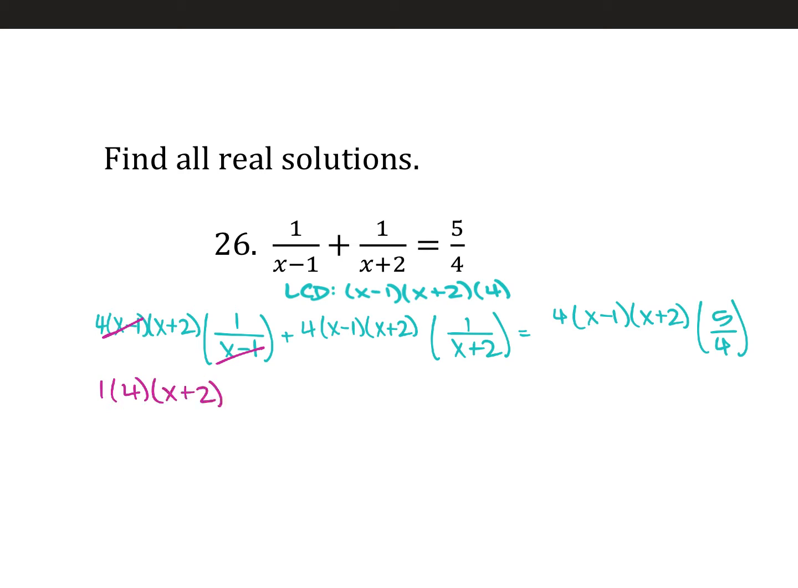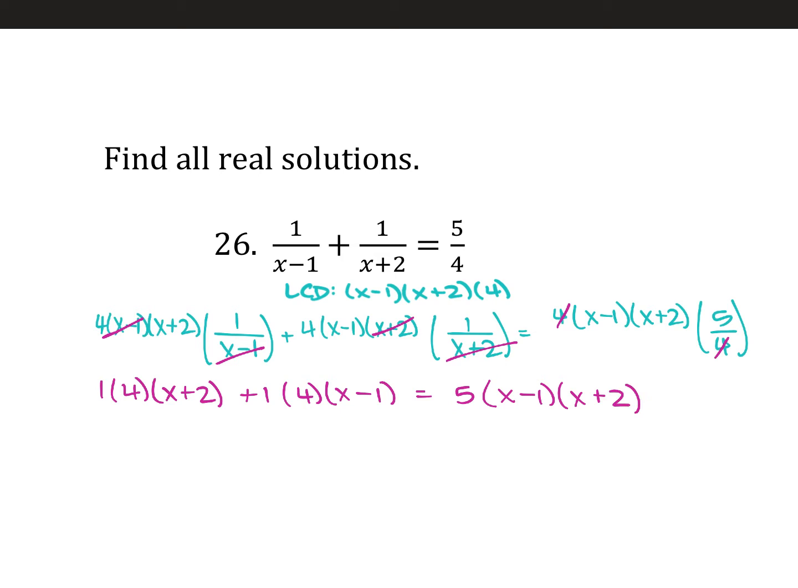The middle one, you have 4 times x minus 1 times x plus 2, all multiplied by 1 over x plus 2. The x plus 2's are the same, so they cancel. So it's just 1 times 4 times x minus 1. Then your answer, you have 4 times x minus 1 times x plus 2 times 5 over 4. The 4's are the same, so they cancel. So you're going to do 5 times x minus 1 times x plus 2.